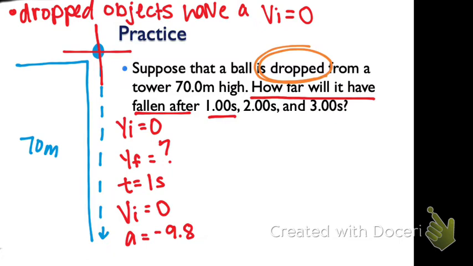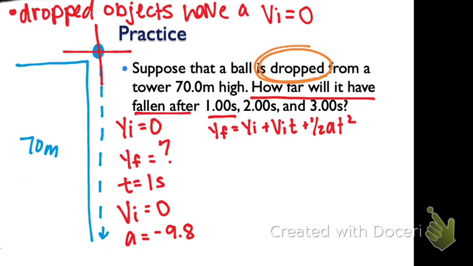The only two equations that have displacement in them are the second or the third. Right? And I don't have final velocity, so I cannot use the third equation. It has to be the second. Would we agree with that? Okay, so let's go ahead and use the second equation. y final equals y initial plus v_i t plus 1/2 a t squared.